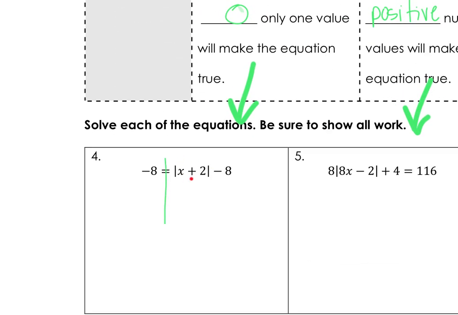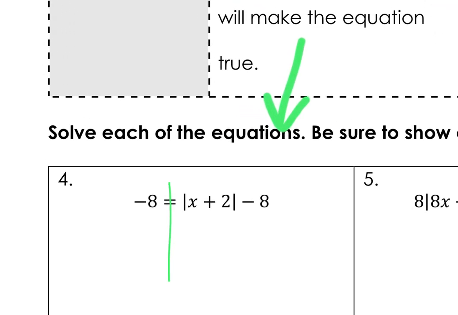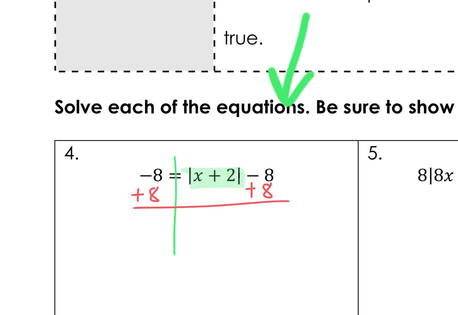well, this time the absolute value is over here on the right, which means I need to first get this absolute value alone. So over here on the right, we have minus 8. How do we undo a minus 8? We add it, a positive. Very good. And when we add 8 to a negative 8, we get 0.